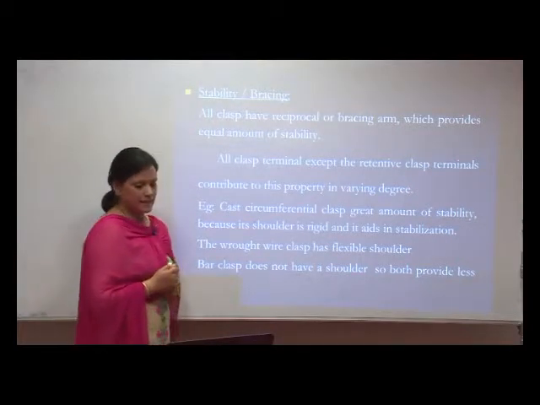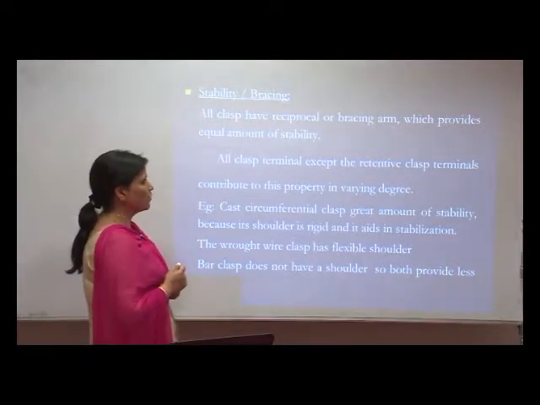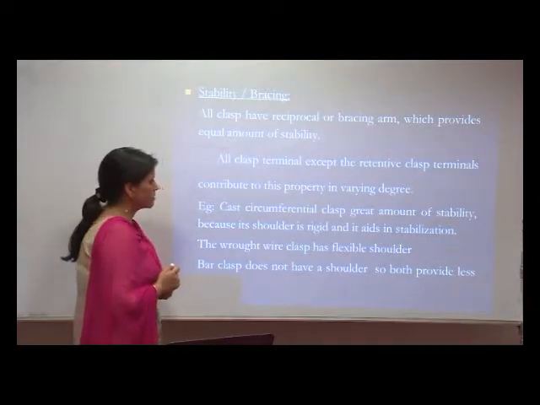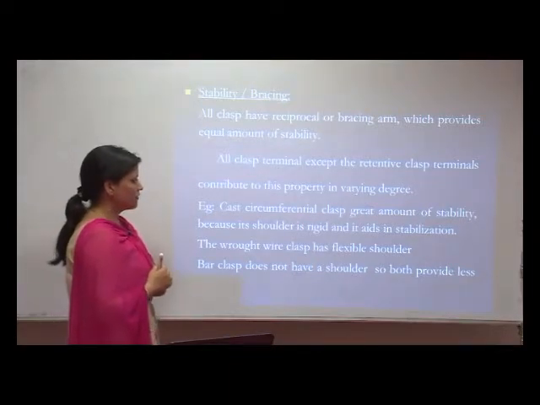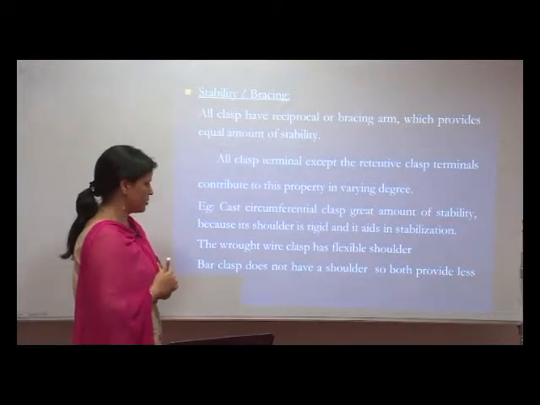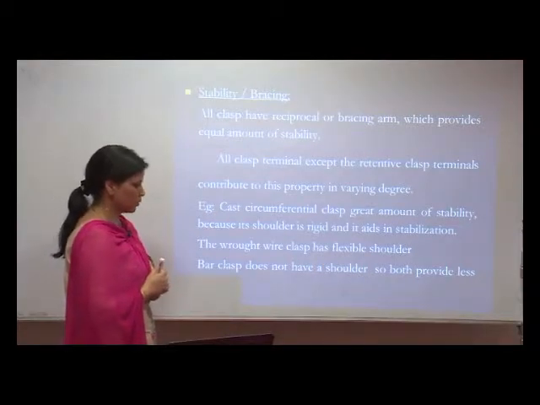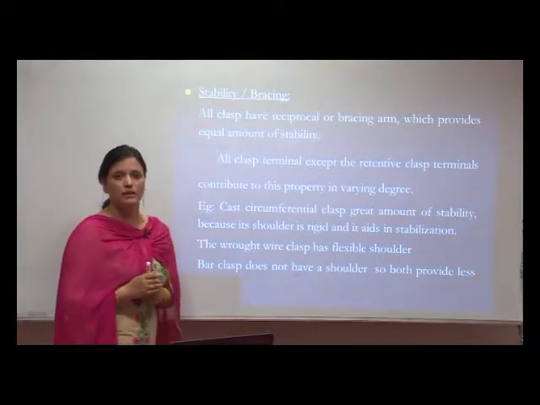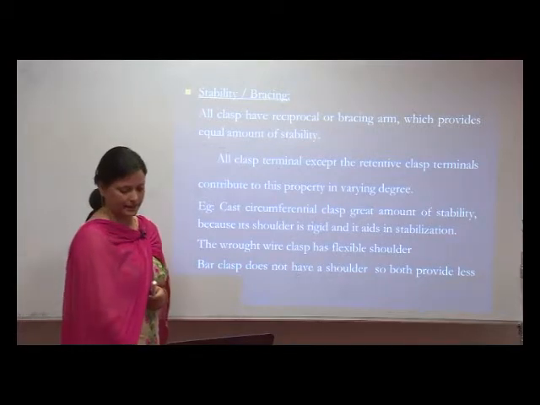Coming to stability and bracing. All clasps have a reciprocal arm or bracing arm which provides an equal amount of stability. All clasp terminals except the retentive clasp terminals contribute to this property to varying degrees. For example, the cast circumferential clasp gives a great amount of stability because its shoulder is rigid and it aids in stabilization. The wrought wire clasp arm has a flexible shoulder. The bar clasp does not have a shoulder, so both provide less stability. So it is very important to note here that the cast circumferential clasp gives you better stability.